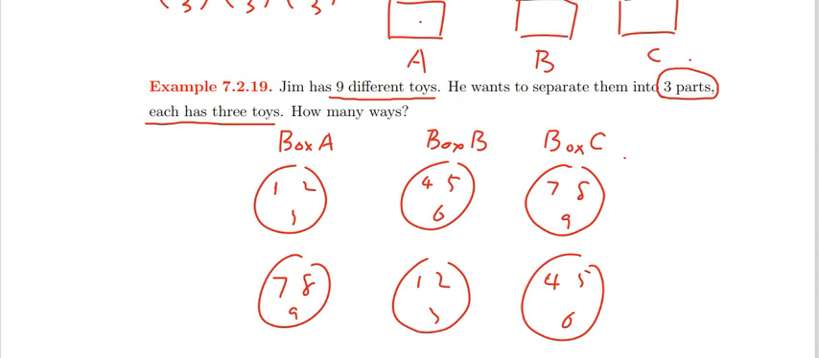So we know, put 9 different toys into 3 different boxes. We know this way is from 9 choose 3, put to box A, then from the remaining 6, choose 3, put to box B, and then from the remaining 3 choose 3, put to box C. So here we do not consider boxes. Okay, so we say those things are the same.